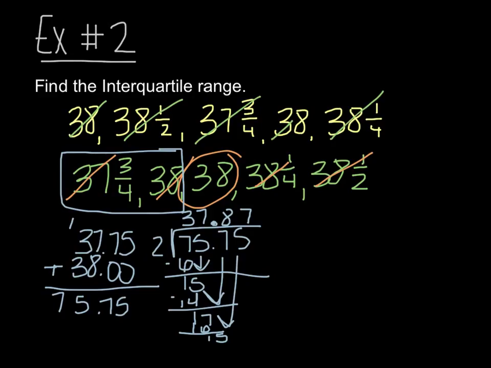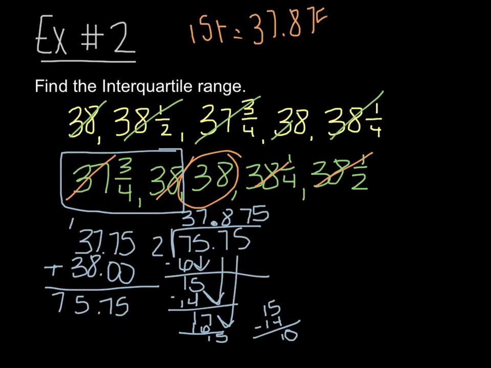I ran out of space, so I'm going to finish it up here. So it goes in 7 times, which is 14, which leaves 1 left over. 2 can't go into 1, so we add our 0. And 2 goes into 10 5 times. So there's our first quartile. The first is 37 875 thousandths. Now let's do the third quartile.